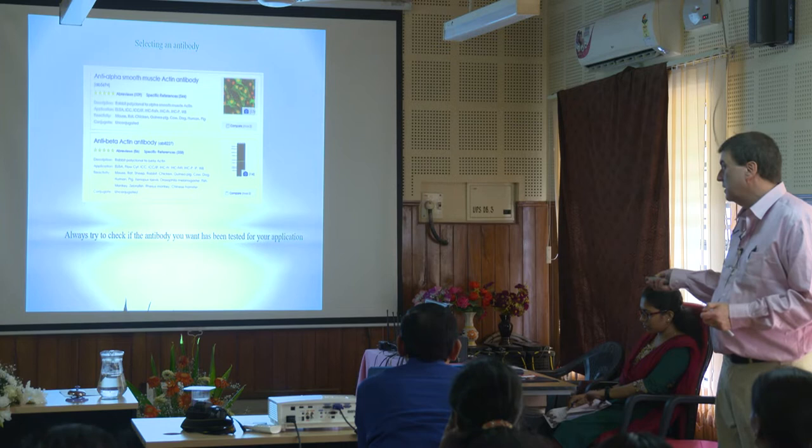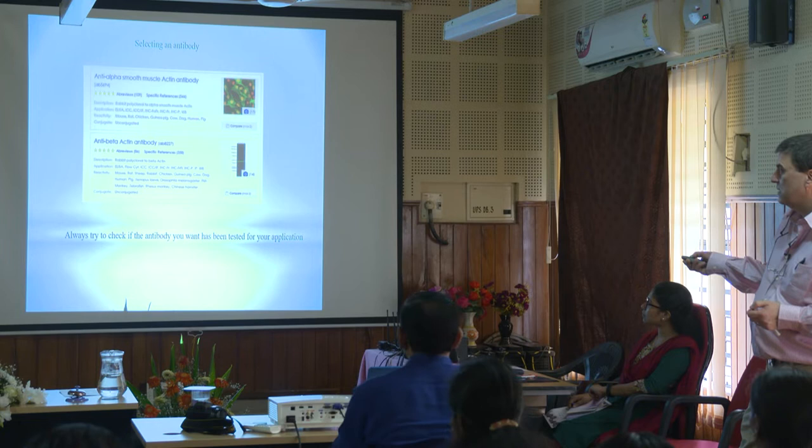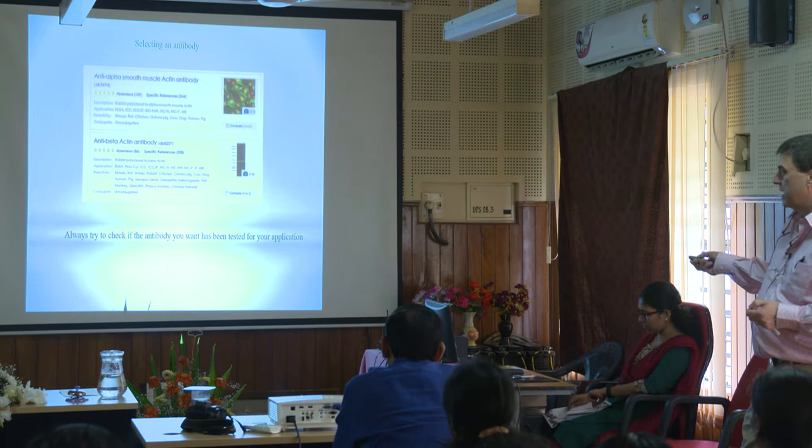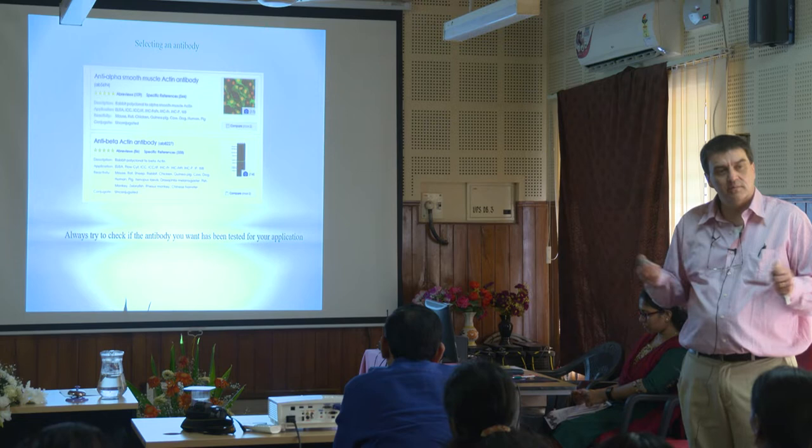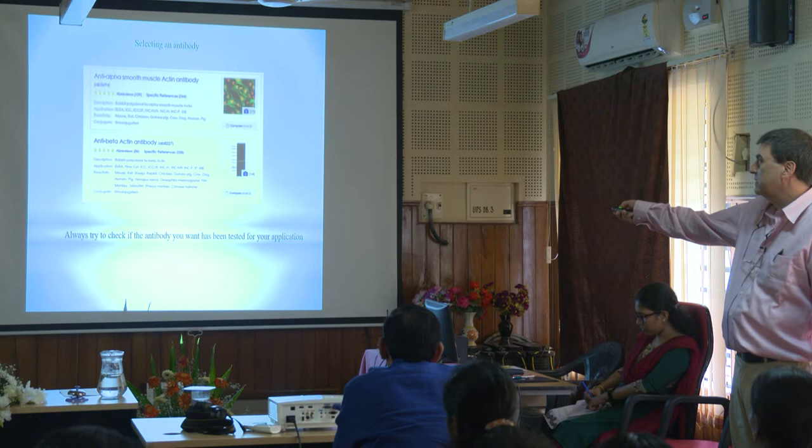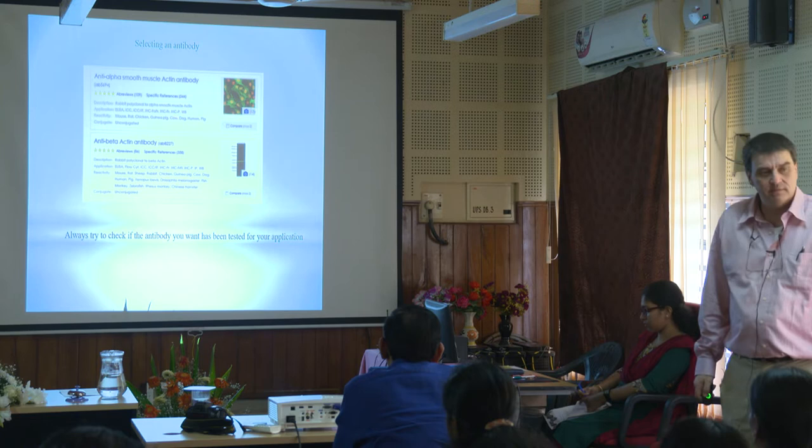The other thing to notice here too is, like, we talked about cross-reactivity. Here it's telling you what it crosses with also. So not only tells you what techniques, but it sounds like they've tested this on mouse, they've tested this on rat, they've tested this on chicken, and it'll work, okay? So, you know, if you work with rabbits, or if you work with guinea pig and you want to look at smooth muscle actin, and you want to do a Western blot, this might be the antibody for you, okay?